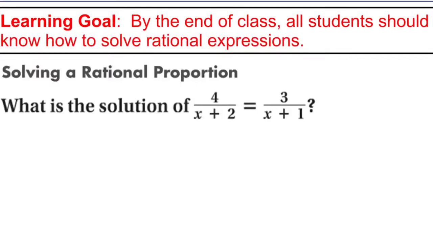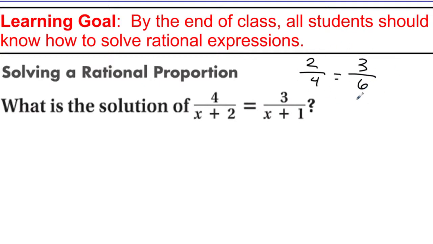Okay, so we're going to start solving rational expressions and rational proportions. And again, let me just give you a quick reminder about what a proportion is. We haven't seen this word in a while. A proportion is really just a fraction equals a fraction. We're comparing two fractions. We're claiming that they are equal to each other. A simple example of this would be something like 2/4 is equal to 3/6.